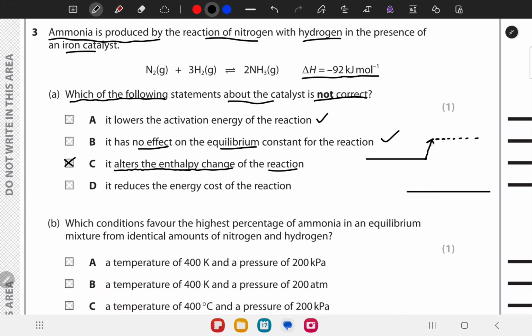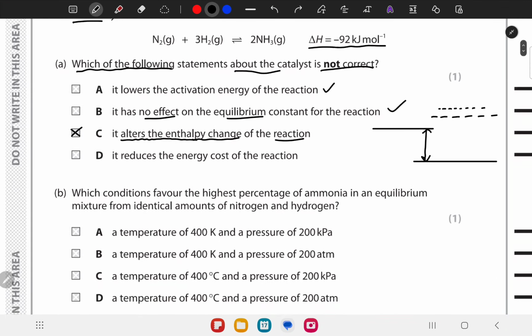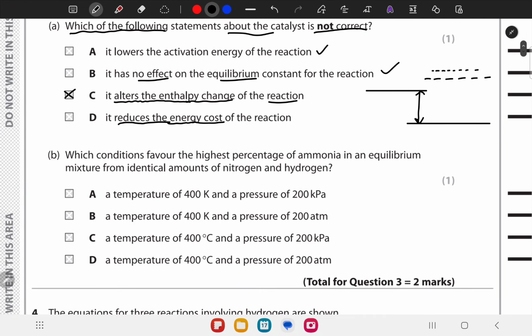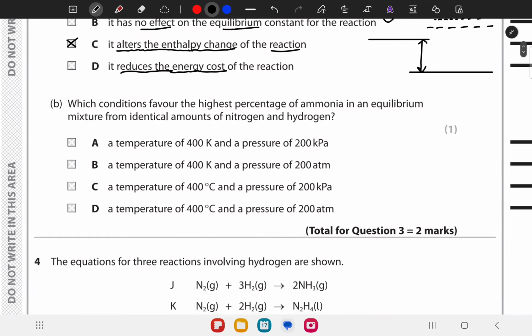With the catalyst, this level comes down, we get an alternative route. So this is our new activation energy, which is less than before. However, the enthalpy change, the gap between this, stays the same. So the addition of a catalyst does not change that. Option D is also right. Catalysts reduce the energy cost because we don't have to maintain the same high temperature and pressure if we can use a catalyst instead.